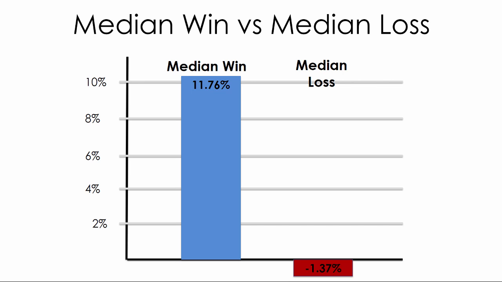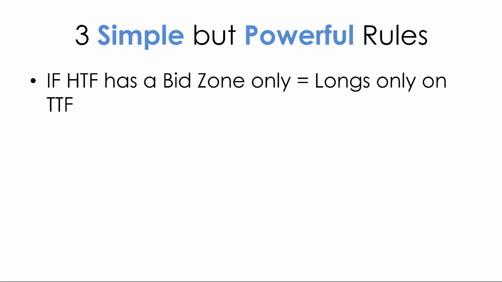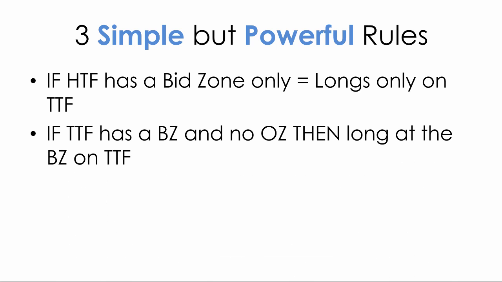Now, gang, let's move in and take a look at the PPT system to see what gives it an edge. The PPT system has 3 simple but powerful rules. Let's review. If the high time frame chart has a bid zone only, then we're looking for longs only on the trading time frame. If my trading time frame chart has a bid zone and no offer zone, then I want to be long in the bid zone on the trading time frame.